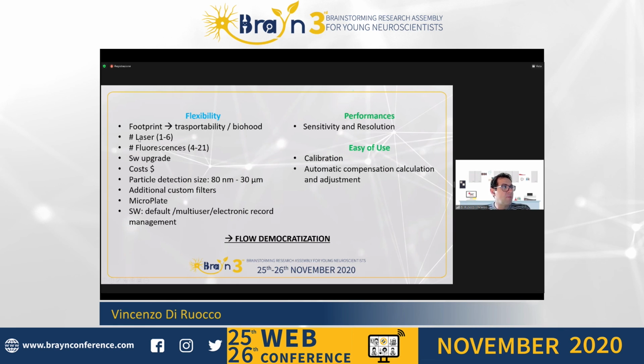We can put this in a biohood. We have multiple configurations. The upgrade is software, so pretty instant. There are different costs according to the configurations, of course. The detectable particle size can be very different. We can work with very small particles down to 80 nanometers, so a very, very small world, up to very big 30 micron cells or particles. We can also customize our filters. We can work in a microplate, not only in a single tube. We can have different software, from a default, very simple, basic one, up to electronic record management in case you want to comply with CFR 21, this kind of compliance, okay? Especially important for industries and biotech. And all these characteristics, taken together, enable what we call flow democratization.